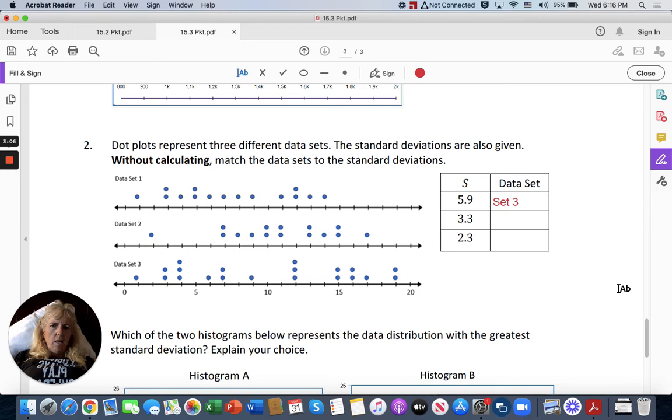And then the smallest, where they're all kind of clumped together towards the middle, right here. This one has a couple way out here and over here. These are kind of more clumped together. So I would go with set 1 having the smallest standard deviation, and that would be this one. So by default, this one has to be set 2. And there you have it.